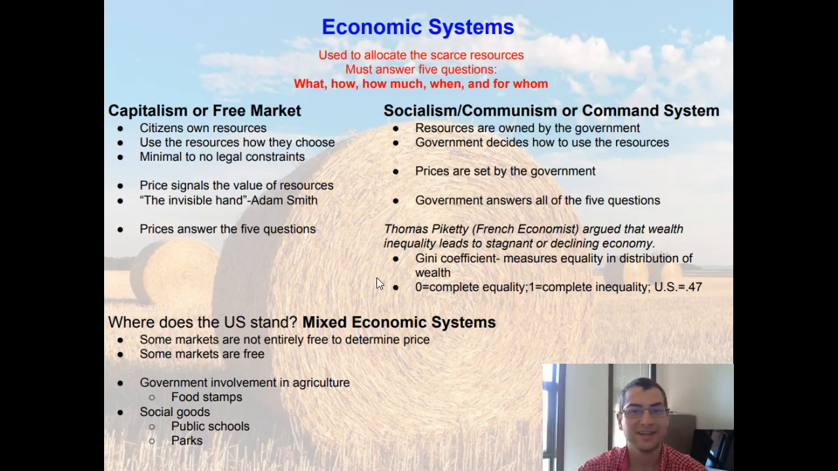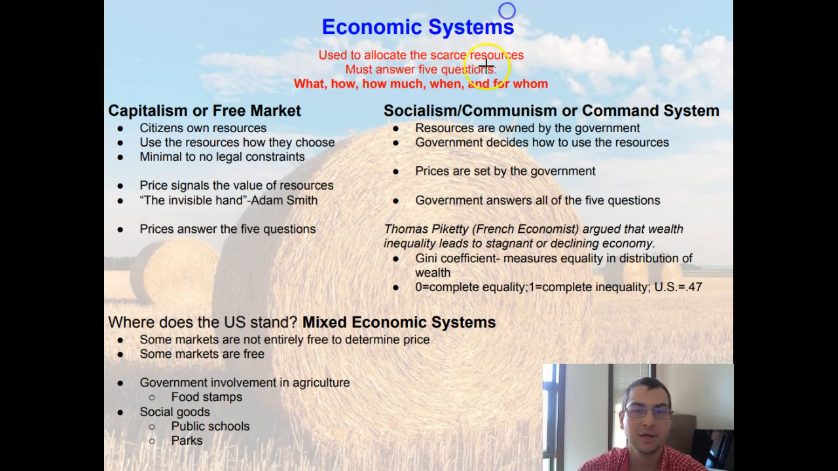We have different economic systems, and these economic systems are used to allocate the scarce resources. So remember, with economics, you have a limited amount of scarce resources, a finite amount that must be allocated across the society. And then how do we actually allocate those resources? There are these different economic systems that allow us to do that.